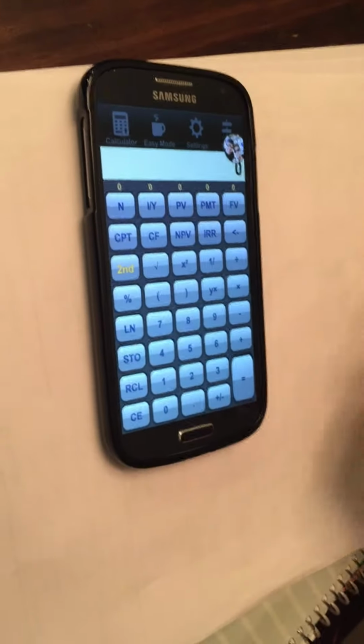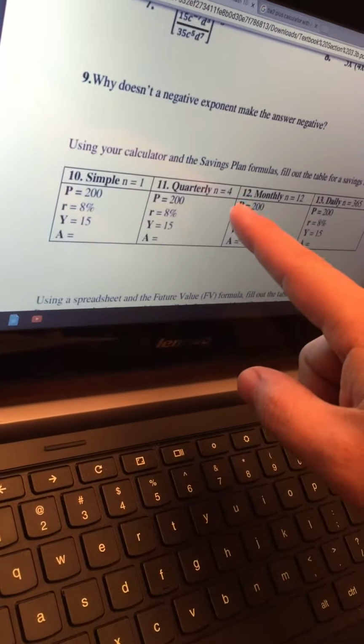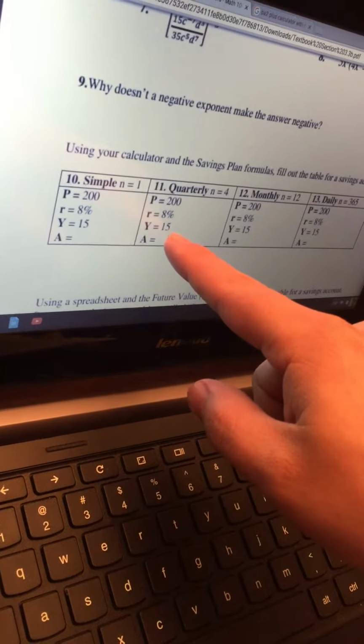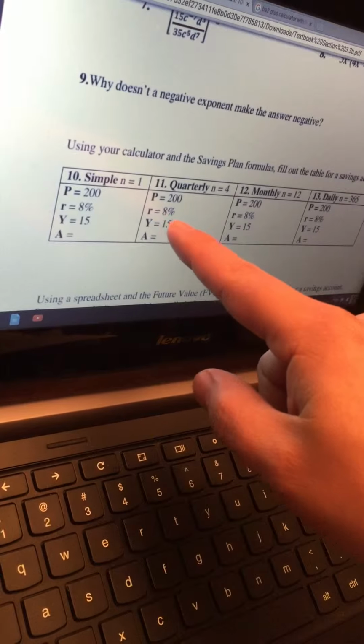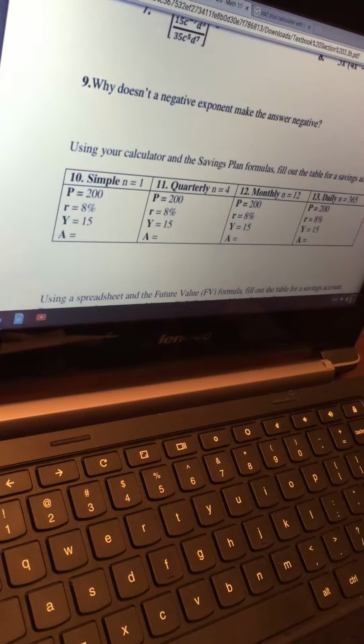The first thing we need to know when we're compounding something is if you're compounding it by 4 or quarterly, you are going to multiply your periods by 4 and you're going to divide your rate by 4 when you put it into the calculator. So let's go to the calculator.